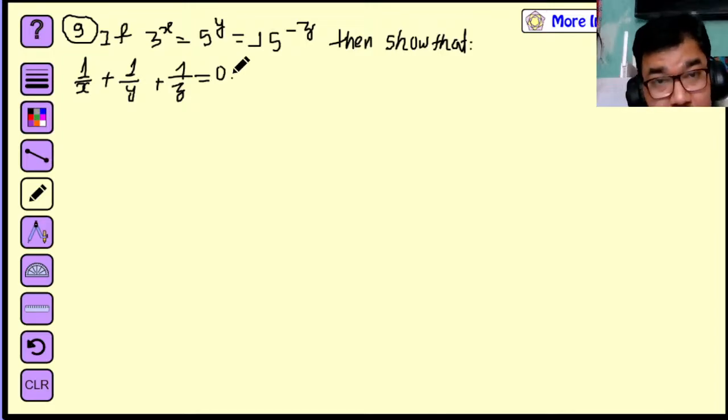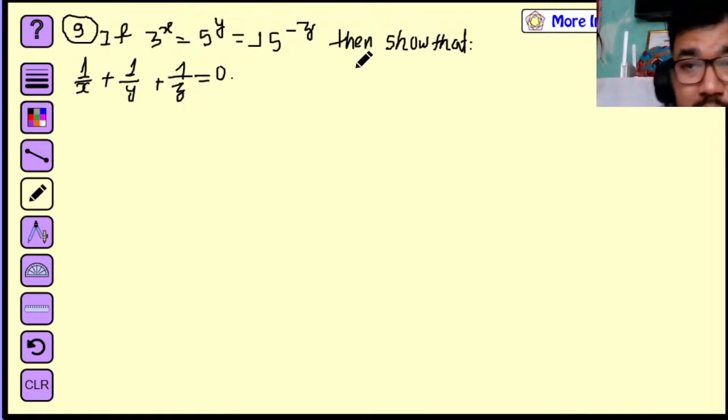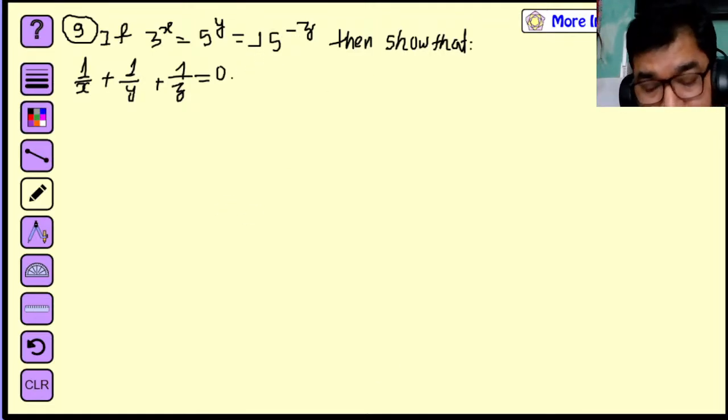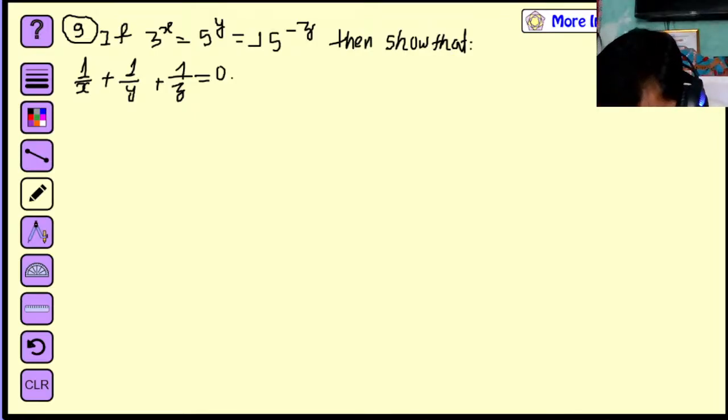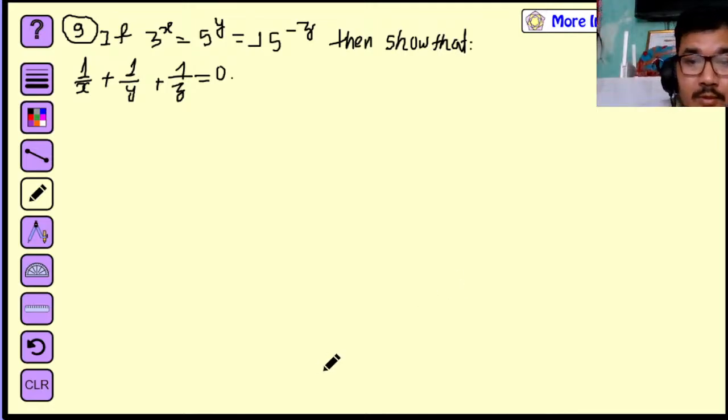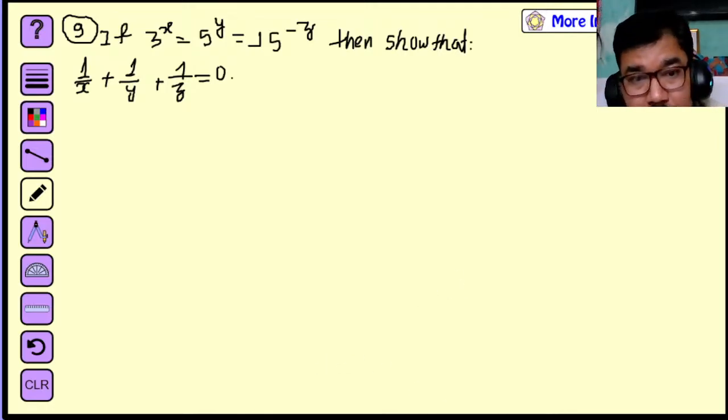3 to the power x equals 5 to the power y equals 15 to the power minus z, and then show that 1 by x plus 1 by y plus 1 by z equals 0. Okay, that is the question. And then let's see how to do this question. And this one is 2 to the power x equals 3 to the power y equals 12 to the power z, then show that 2 by x plus 1 by y equals 1 by z. Let's see how these questions are solved.